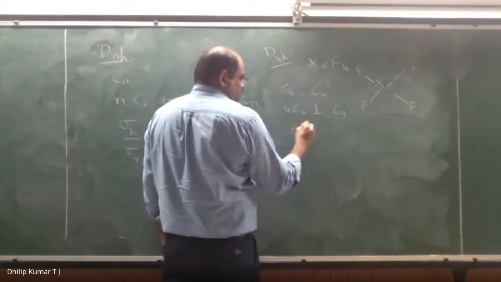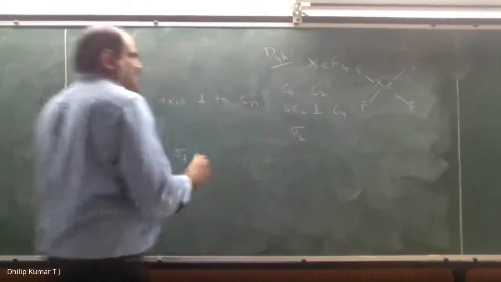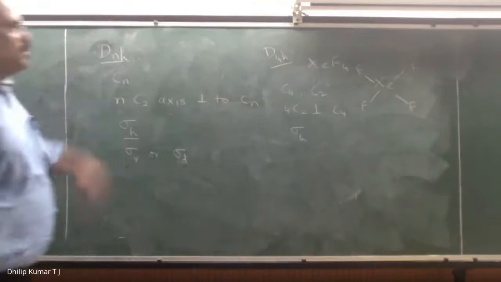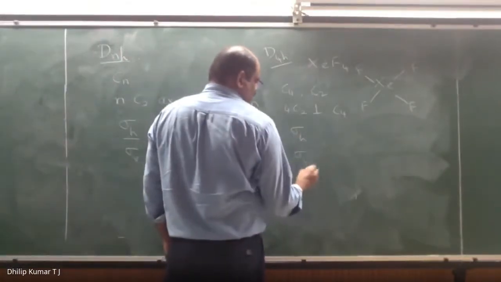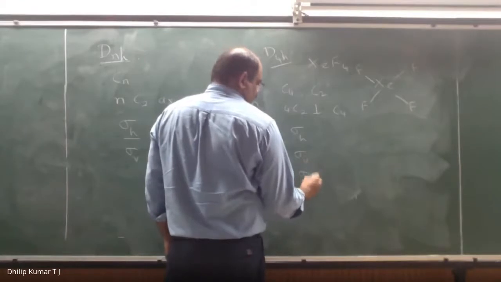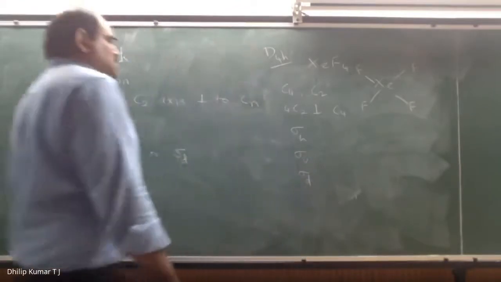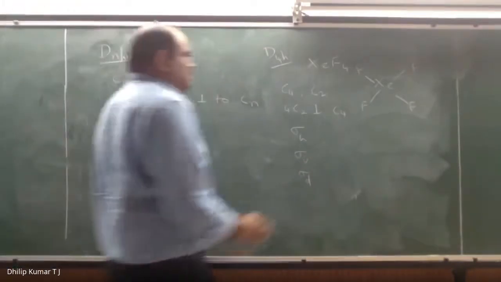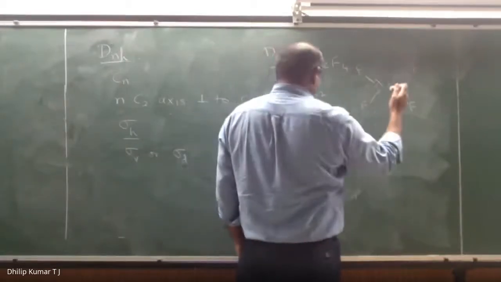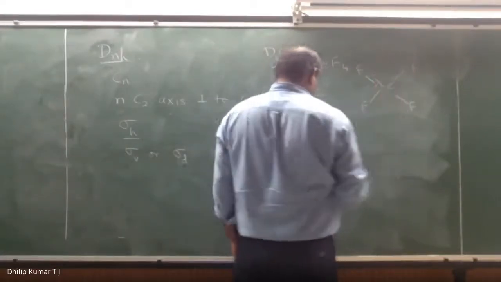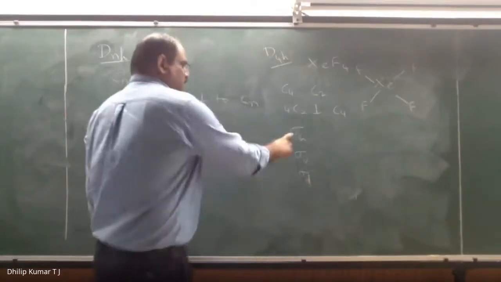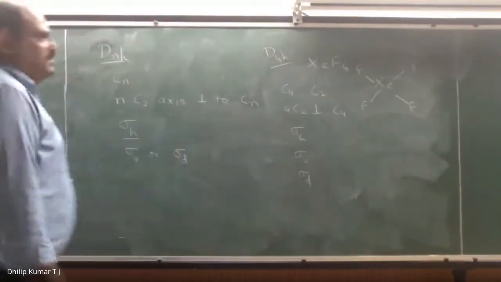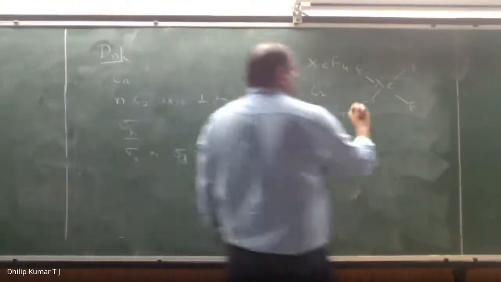So sigma H is present. Since sigma H is present, this point group is D4H. But not only that, it has sigma V's and sigma D. So it has everything. Sigma V's are all those you can cut like this, cut like this. So multiple sigmas are there, but only one sigma H. And then sigma V's are here.